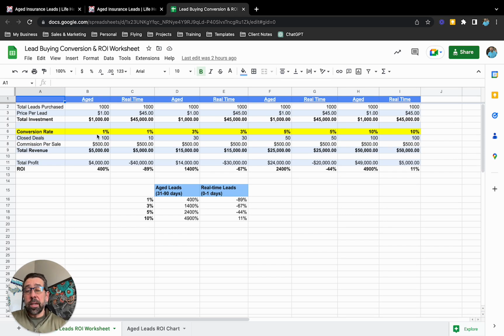I want to compare, hey, if I get a 1% conversion on whatever my lead source is, or maybe I get a 10% conversion, what's the difference, right? Whether I used age leads or real-time leads, obviously the biggest difference is the price per lead, right? And so I want to kind of think about that as well.